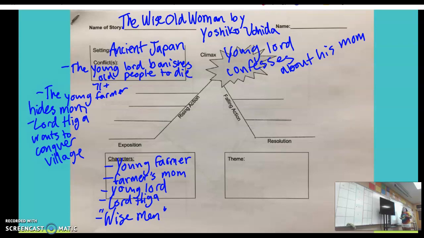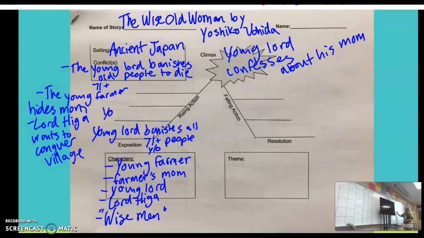So the exposition, we get information about the village, this young lord. So we can just start out with young lord banishes all 71 plus year old people. And that's also one of our conflicts, but we'll just start off there. There isn't a lot of exposition. It gets right into it where it says like once upon a time there was a happy village, but then this young lord comes along and says old people are nasty, goodbye. Right? So the young lord banishes all of those people, but then what does our main character do? He hides his mother. He can't do it.